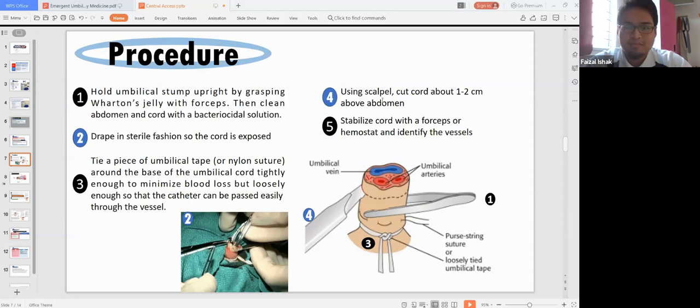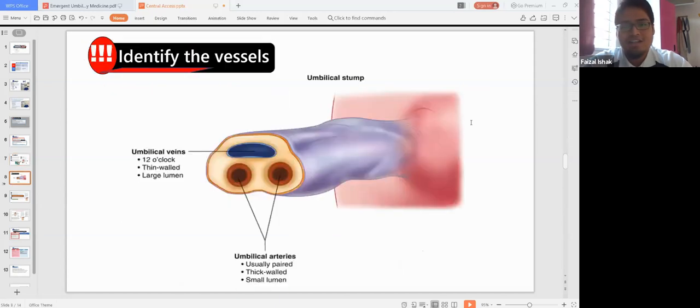And the fourth one, by using a scalpel, cut the cord about 1 to 2 centimeters above the abdomen to get a fresh view of the umbilical cord. And then the fifth step is to stabilize the cord with forceps or hemostat and identify the vessel. And then, how to identify the vessel, how to differentiate between the umbilical artery and the umbilical vein.